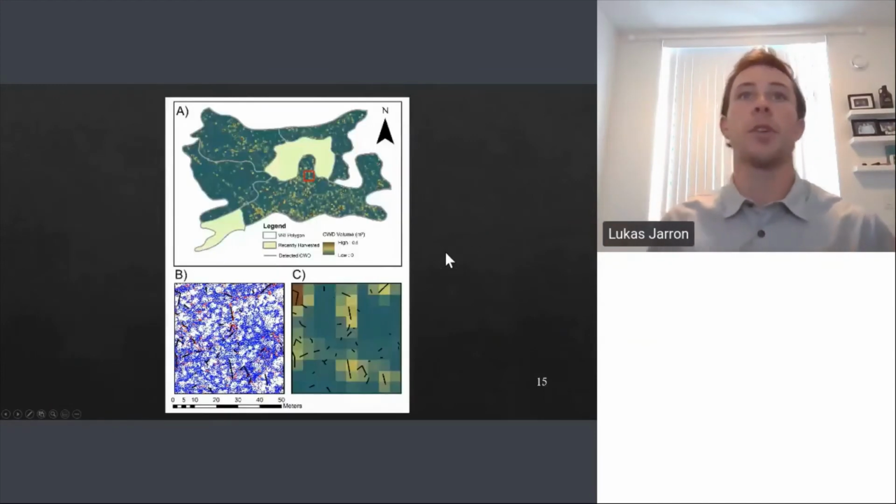So from this, I was able to go away and actually create a map of my study area. So this is 4 of the forest stands located within my study area.